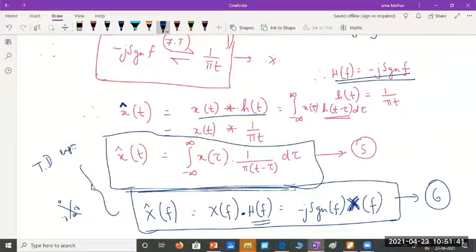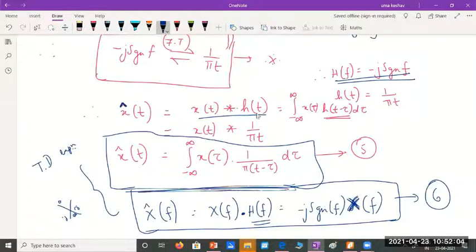Any doubts with this? Please ask if you have any doubts. All you have to remember in Hilbert transforms is that the actual signal will remain in the time domain only, even after finding the transform. And finding the Hilbert transform is nothing but giving a phase lag of 90 degrees.